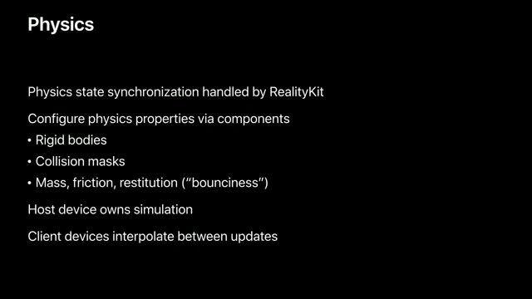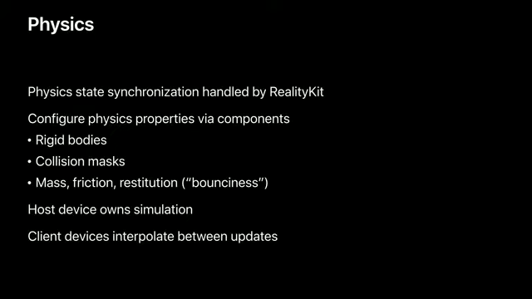Next, let's talk about the physics simulation itself. That synchronization, as I said, is handled by RealityKit using its built-in physics engine. On your entities, you can configure the physics properties by setting up components. You set up the rigid body that defines the shape of the object in the scene. You define collision masks that configure which objects in your scene can collide with which other objects, and then also the additional physical properties of the object. The mass, the friction, the restitution, all of those play into getting that right to get a great experience.